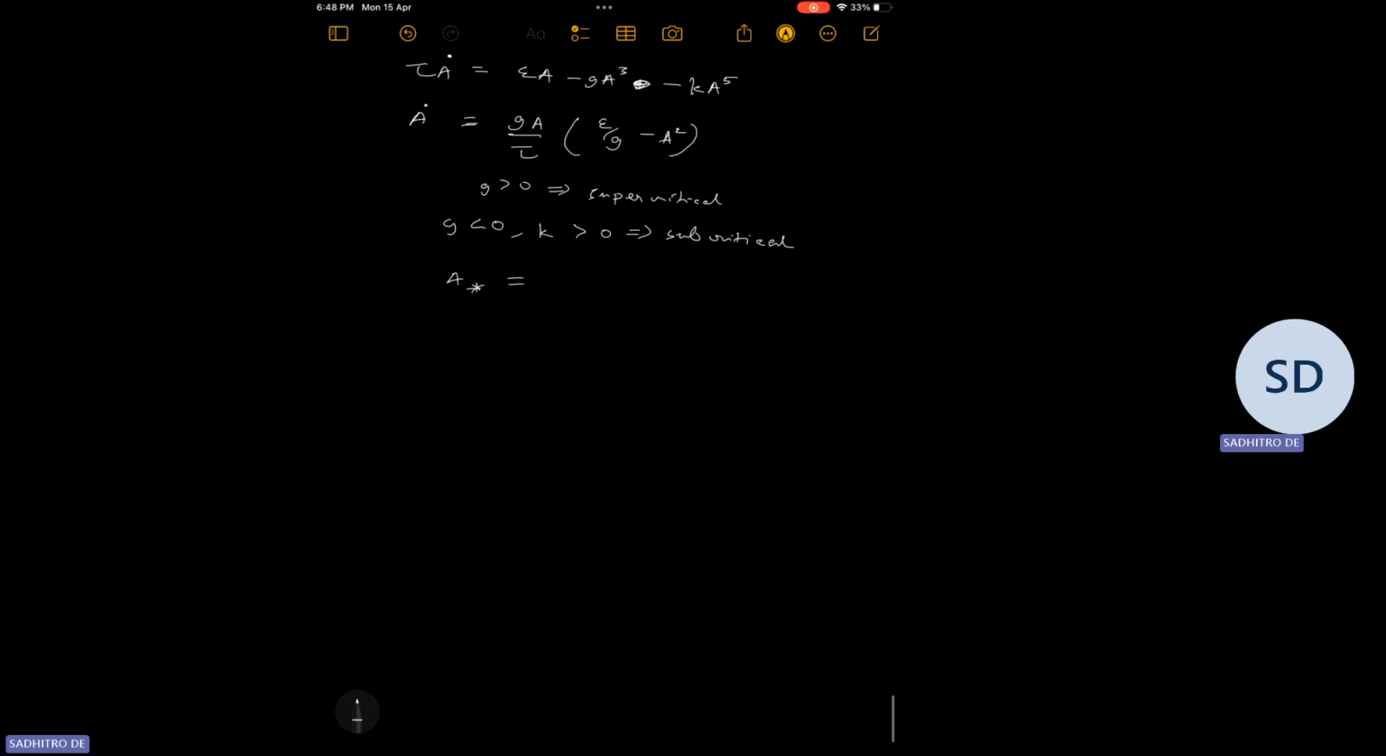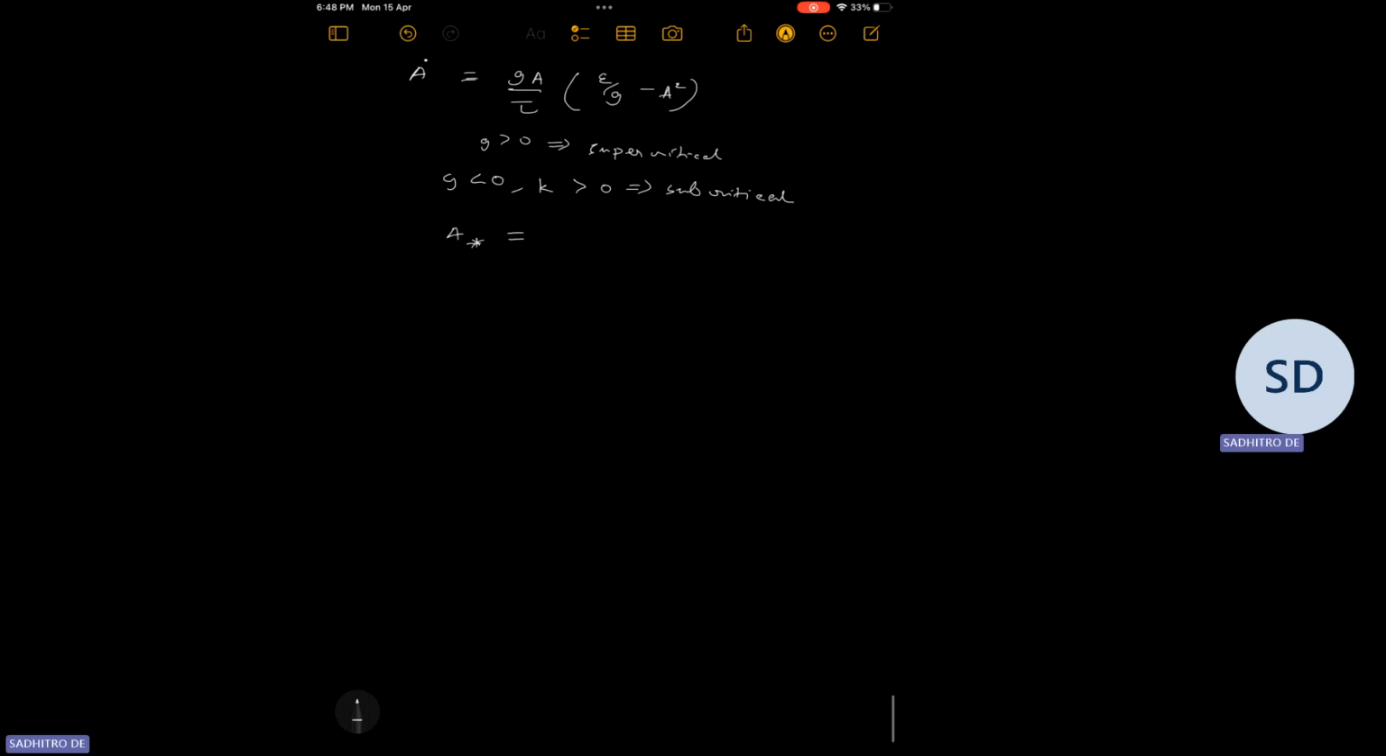a star equal to the square root of epsilon by g. By the fixed point, I mean the non-zero fixed point where the amplitude is non-zero. So as you increase the parameter epsilon, the fixed point, which is the amplitude of the pattern, scales with epsilon as epsilon to the power of half.